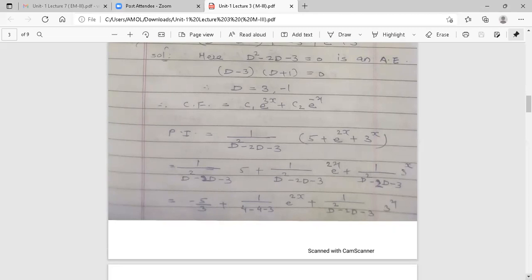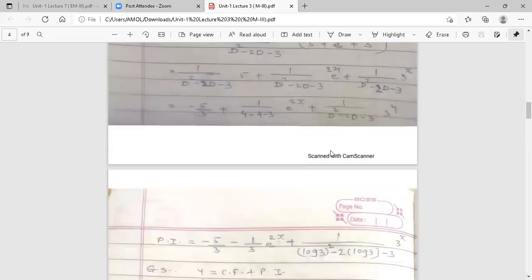From this step, the first term is minus 5/3 as it is. Now simplification of the second term: 4 minus 4 is 0, minus 3 is the non-zero term. So 1 upon minus 3, so minus 1/3, and the function e to the power 2x as it is, plus, replacing every d by log of 3, log of 3 whole square minus 2 into log of 3 minus 3, into 3 raised to x. So this is the PI for the given LDE.